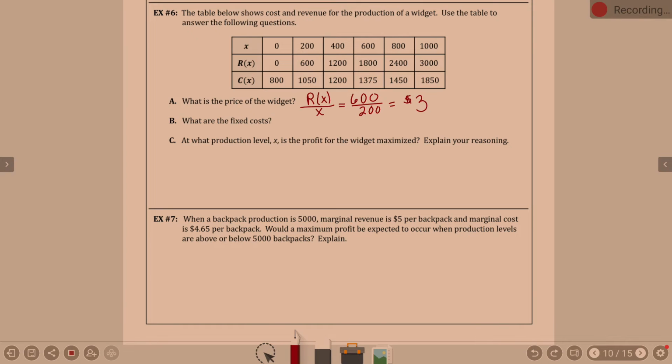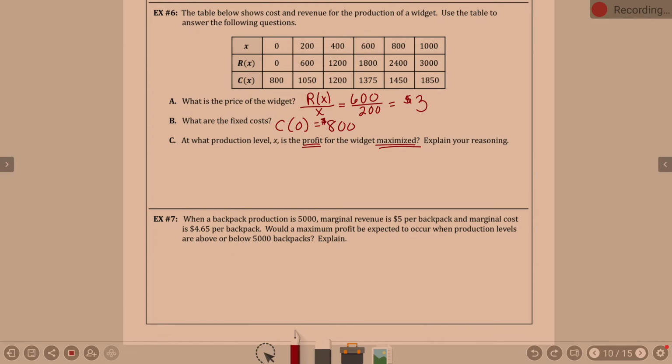Okay. What are the fixed costs? $800. Why 800? When you sell none, it's $800. When you sell none, but yet you still have cost of $800. So rent, electricity, basic things that have to happen. Okay. At what production level X is the profit for the widget maximized?